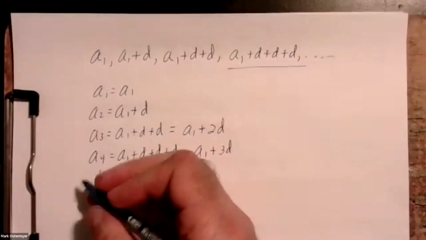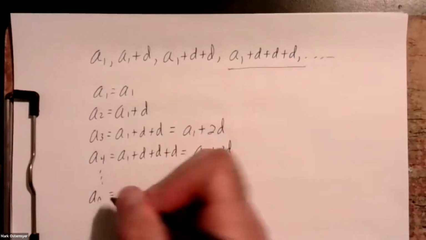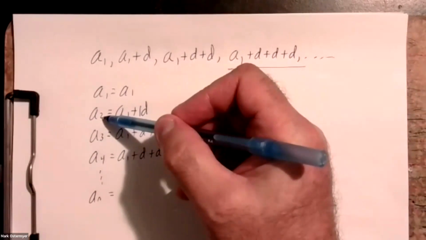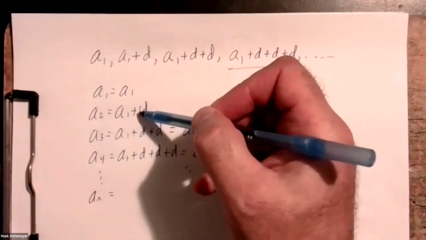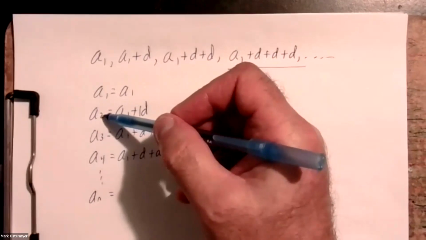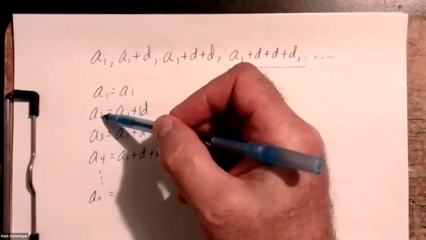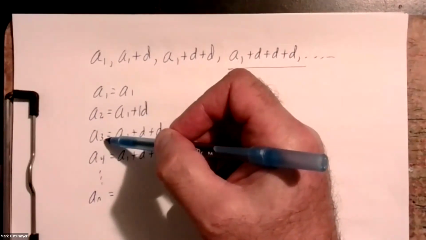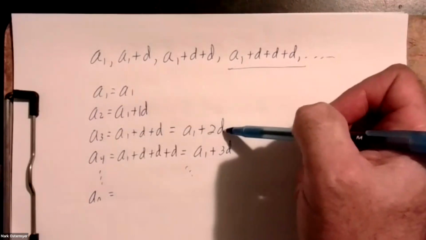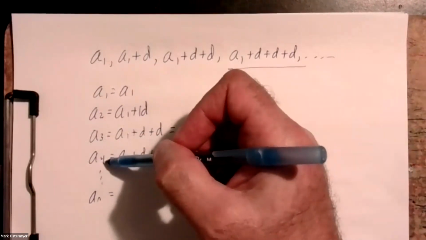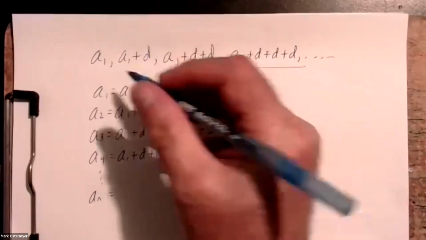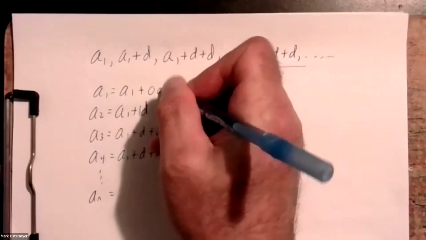And in general, what will our nth term be? Well, I want you to pay attention to the term index, and the coefficient in front of D here. When the index is 2, denoting our second term, we have 1 in front of D. When our index is 3, denoting our third term of the sequence, the coefficient in front of D is 2. When our index is 4, the coefficient in front of D is 3. When our index is 1, technically the coefficient in front of D is 0.